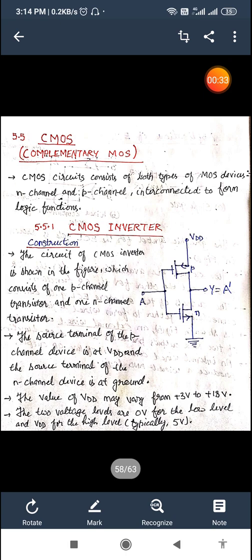So let us see the different types of gates through the CMOS. In that, first one is the CMOS inverter, then CMOS NAND, then CMOS NOR, and finally we will see the transmission gate using CMOS. So first one is the CMOS inverter. See the construction of CMOS inverter.